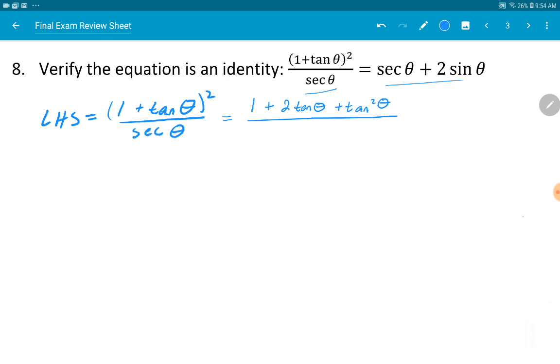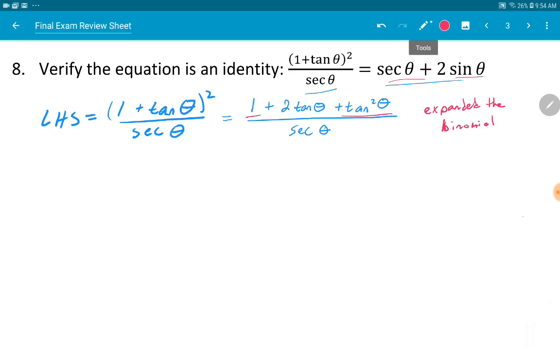So there's my expanded binomial, foiling that out, and then secant theta in the denominator still. Keeping track of what I did here, I expanded the binomial by multiplying. All right, my next step then is looking at the right side. I need to get a secant and a sine. There is a relationship between tan and secant, if I take this 1 and the tan squared and put those together.